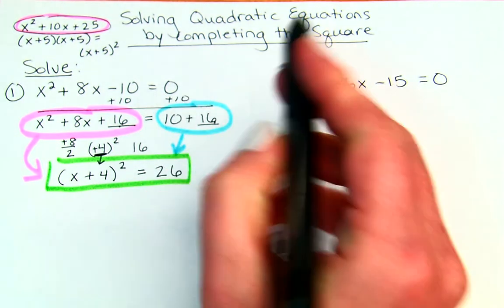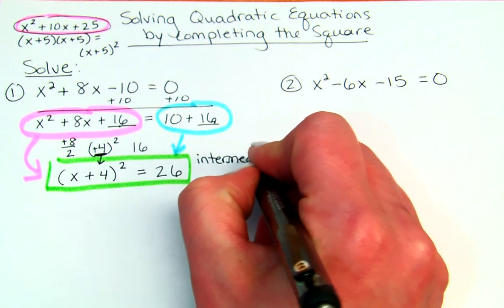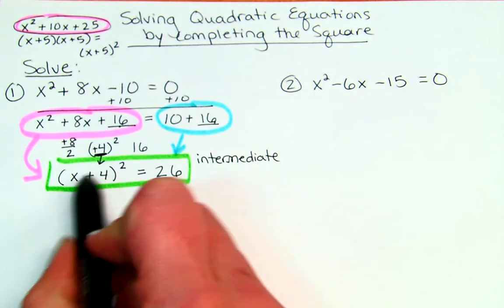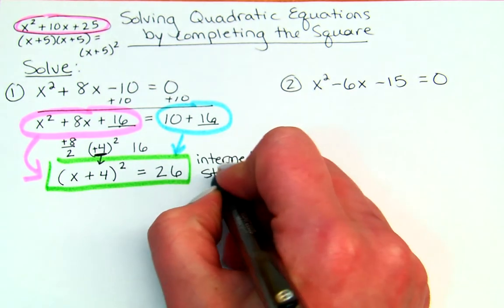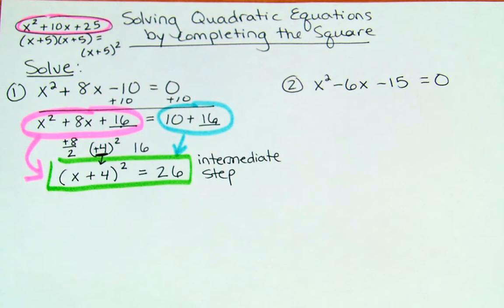This is often asked on the Regents exam, where they say what is an intermediate step, and they give you the original equation here. And they'll give you 4 choices of any versions that look similar to this. So it's very important you understand that this is an intermediate step, and that's the definition for it.